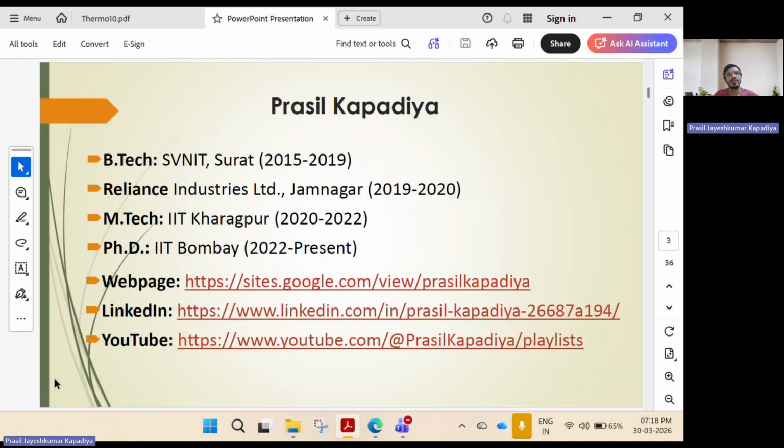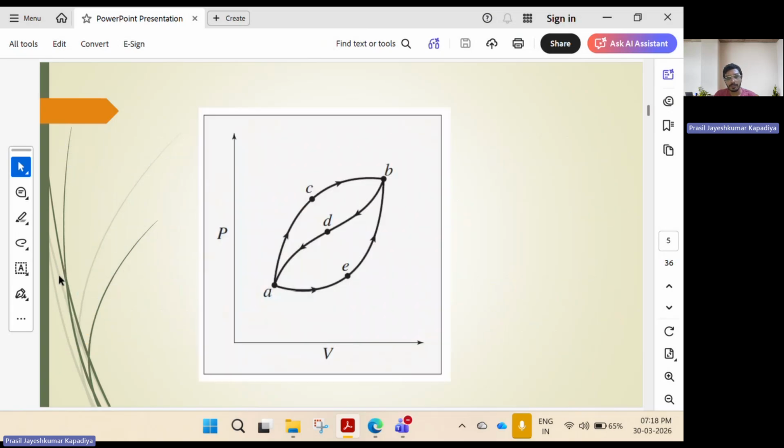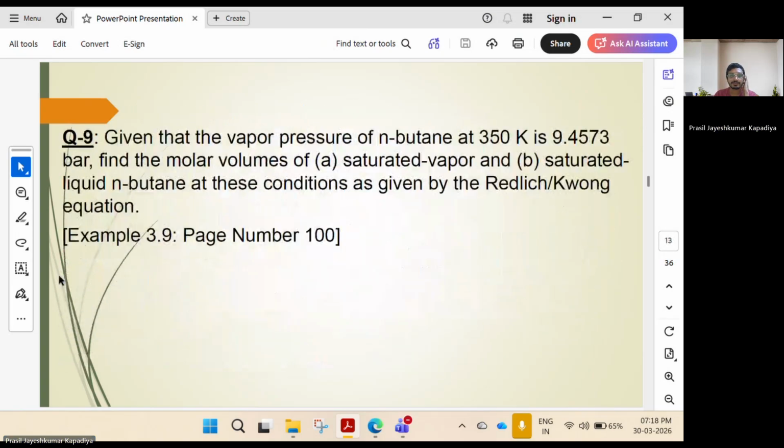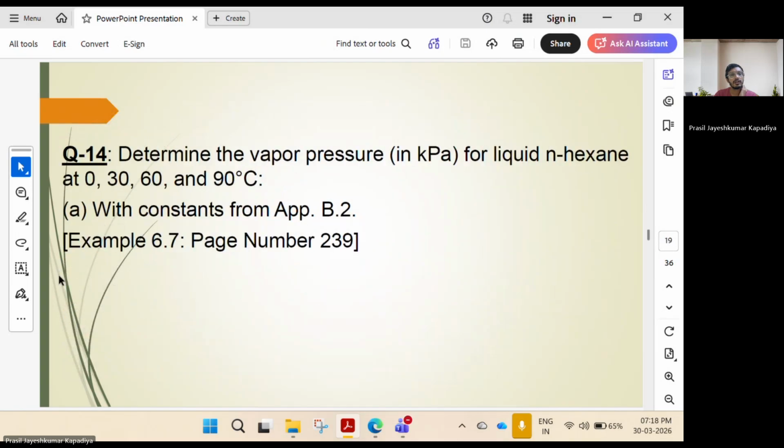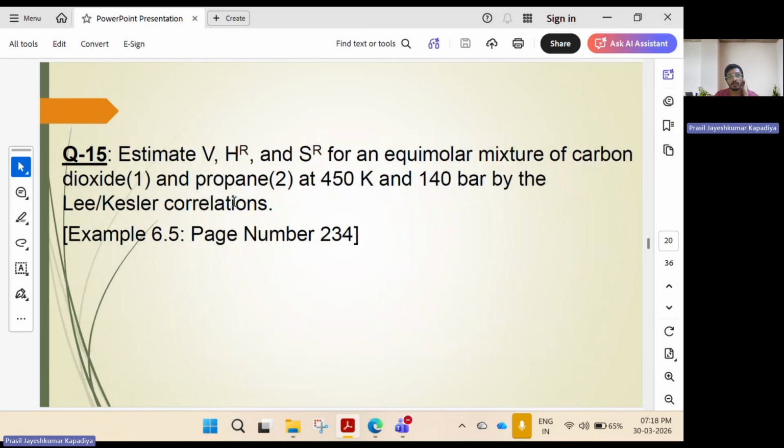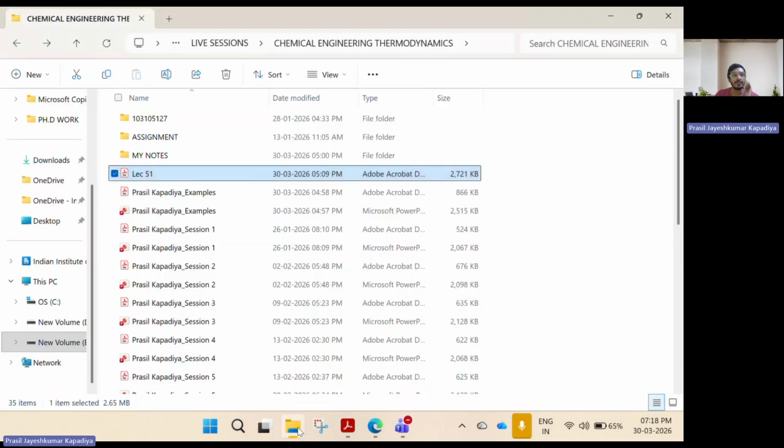So now let's try to solve some example problems. We have completed till the 14th, so we'll start from problem number 15.